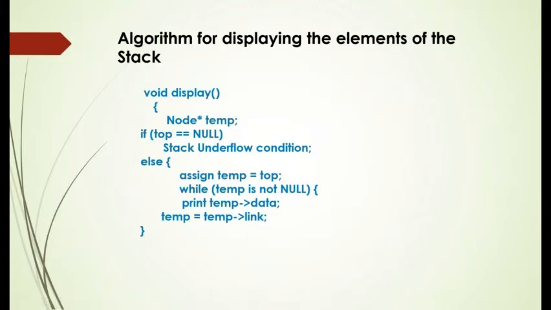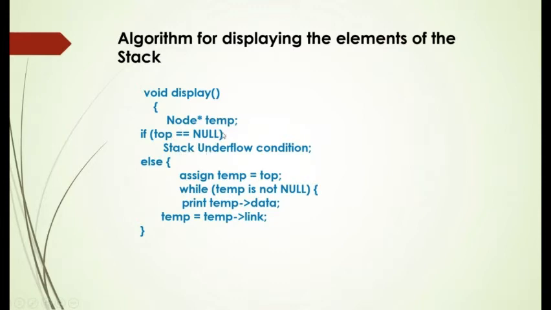Now we would see the algorithm for displaying the elements of a stack. We would at first again create a temporary variable and assign value to it using dynamic memory allocation. Now, if the top is empty, that means there is no element in the stack and we cannot print an element. So, it should throw an underflow condition, which is clearly mentioned here.